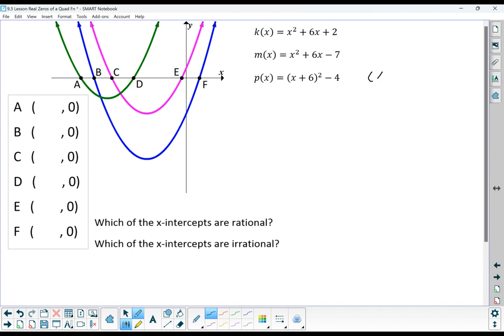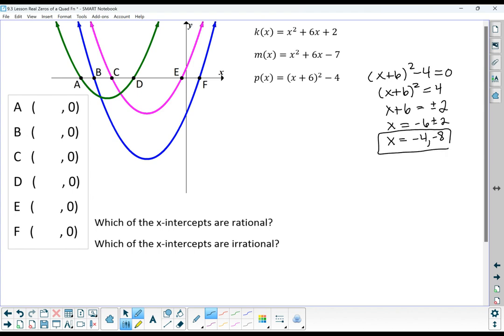Here we go. x plus 6 squared minus 4 is equal to 0. Well, that means that x plus 6 squared is equal to 4. So if I square root both sides of my equation, I get positive and negative 2 on the right side. And so our x-intercepts are at -6 plus and minus 2. Well, -6 plus 2 is -4, and -6 minus 2 is -8. So we have intercepts at -4 and -8.